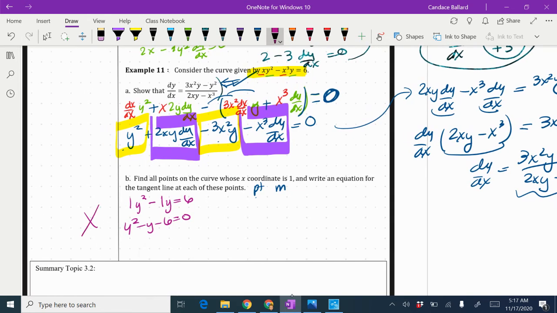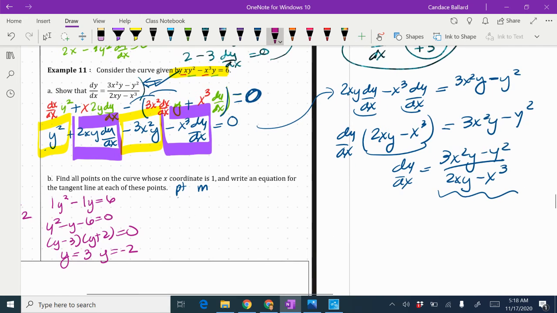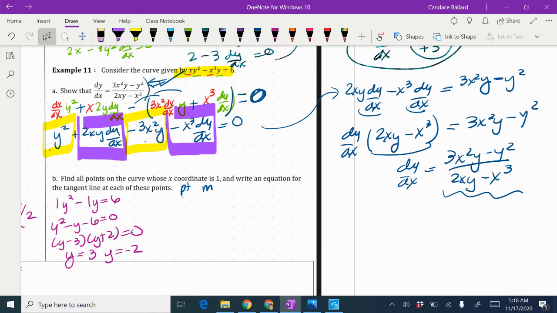I am going to factor that. So 2 numbers that multiply to -6 and add to -1 would be -3 and 2. So I have y minus 3 times y plus 2 equals 0, which by zero product property means I end up with y equal to 3 and y equal to -2. So I actually have 2 y values, so I'm going to have 2 equations of tangent lines.